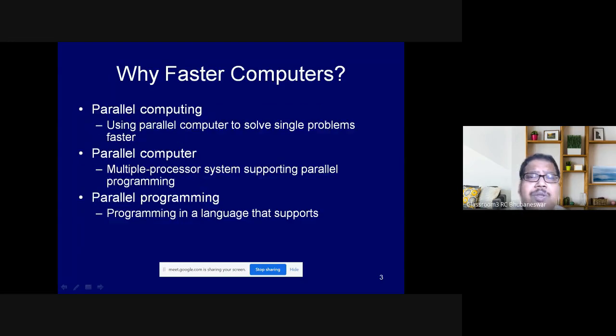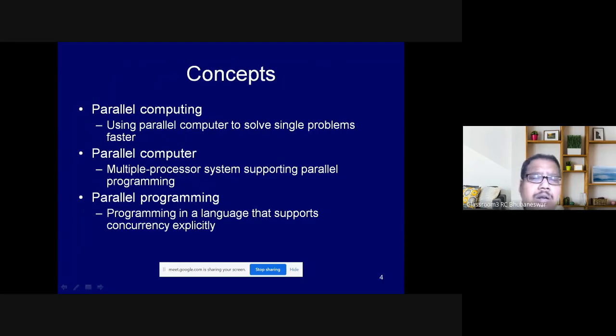Now we come to the basic concepts with which it starts. We can say parallel computing: using parallel computers to solve a single particular problem to make it faster.